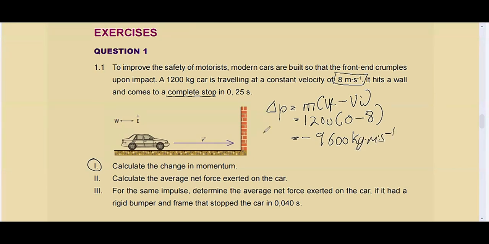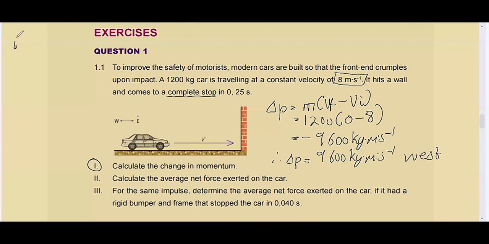But remember, in physical sciences, we have to conclude on this negative. Looking at the cardinal points they've given us, we are given west and east, and they indicated a positive just above east to indicate that we need to take east as positive. Now that we got it as a negative, it indicates that the momentum is in the western direction. So we need to say 9,600 kg meters per second west. That's the meaning of that negative.